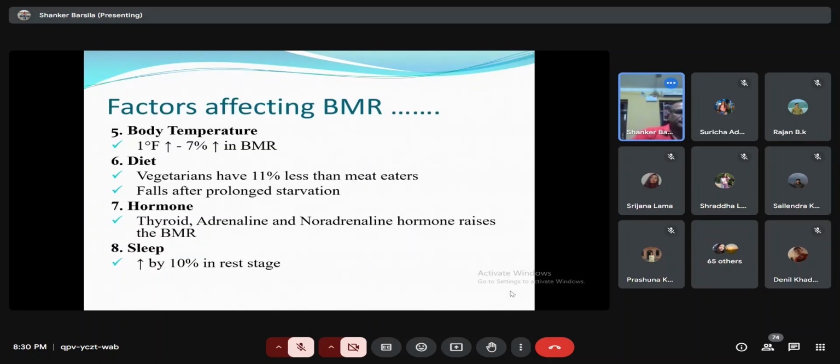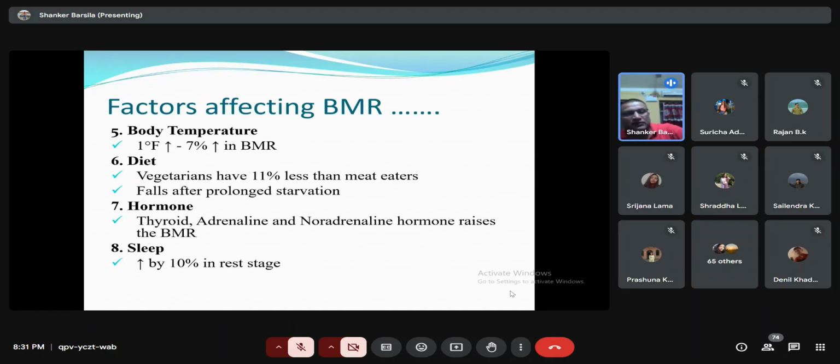Then body temperature: if there is a 1 degree Fahrenheit increase in body temperature, there is a 7% increase in the BMR. Then there is also the point that vegetarians have 11% lower BMR than meat eaters. And the BMR falls after prolonged starvation, even for meat eaters.